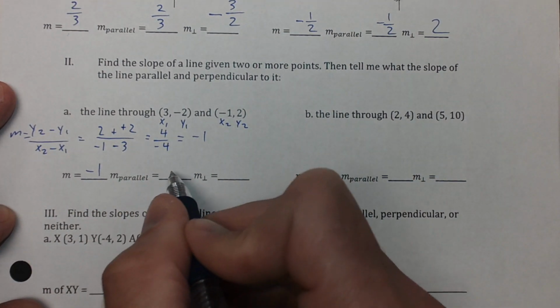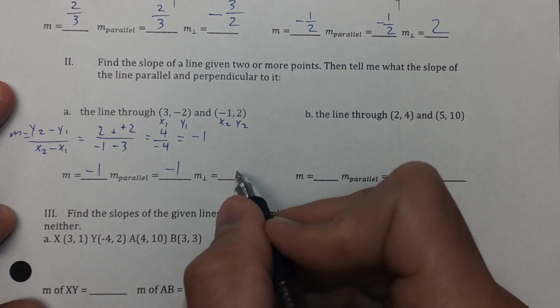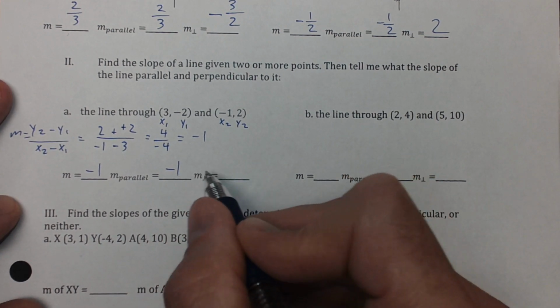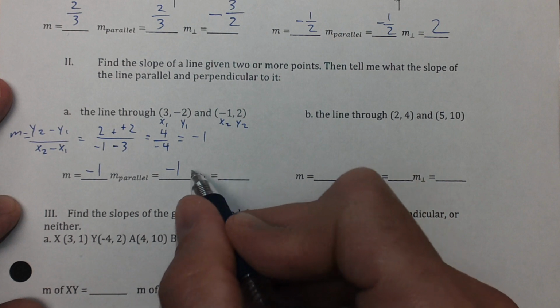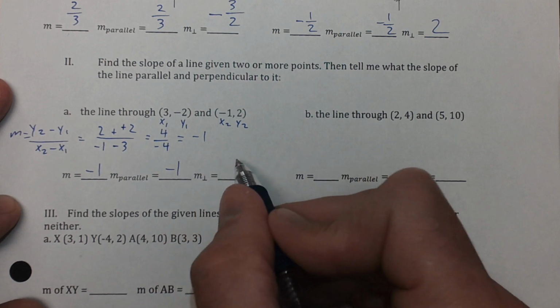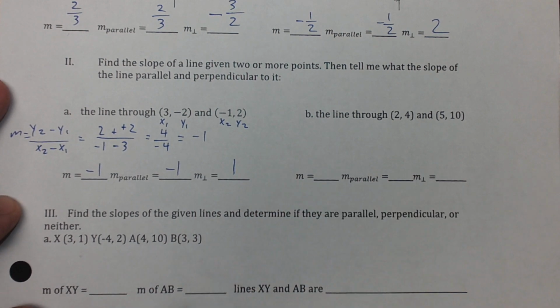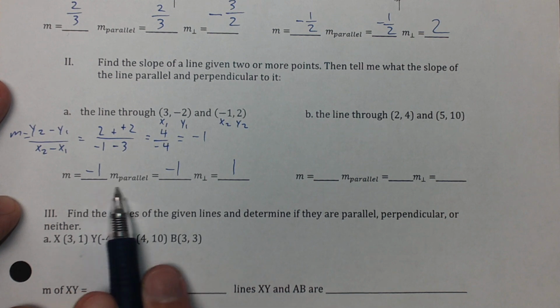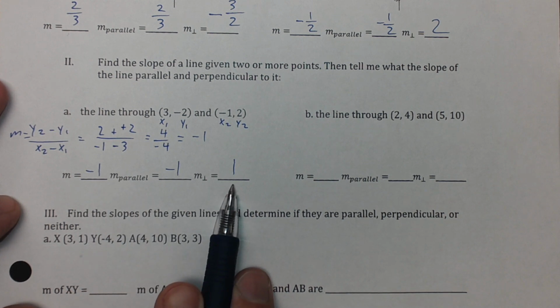And that is your slope. Your parallel slope will be exactly the same. And what is the opposite reciprocal of negative 1? Well, the opposite means it's going to be positive, and the reciprocal of 1 is still 1. So we went from a slope of negative 1 to the perpendicular slope of positive 1.